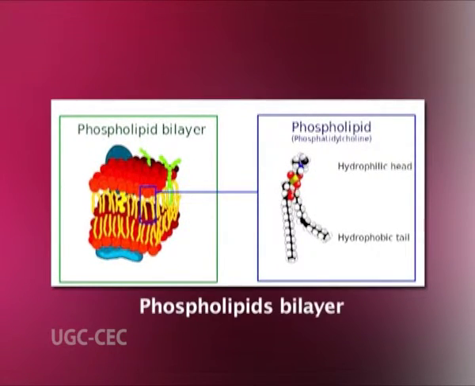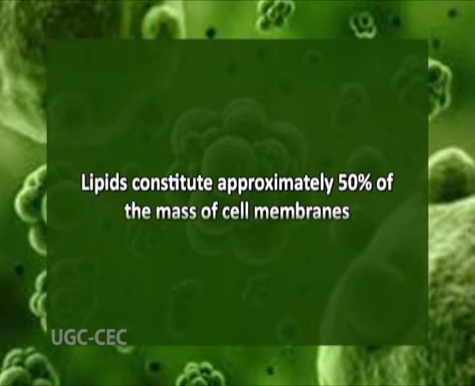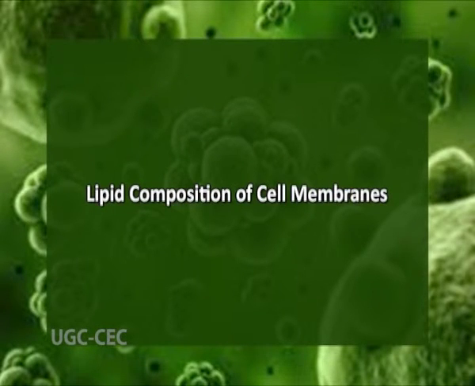The phospholipids of a cell membrane are arranged in a double layer called the lipid bilayer. The hydrophilic phosphate heads are always arranged so that they are near water. Watery fluids are found both inside a cell, intracellular fluid, and outside a cell, extracellular fluid. Lipids constitute approximately 50% of the mass of most cell membranes, although this proportion varies depending on the type of membrane. Lipid composition of cell membranes.